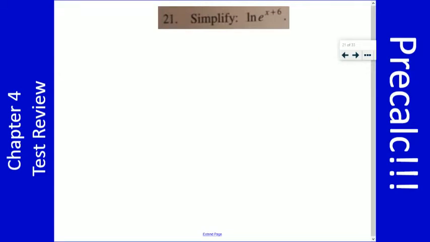21. Simplify. We want to get this to be somewhat a little bit easier to work with. We have ln of e to the x plus 6 power. But this is logarithm base e of e to some exponent. So ln and e cancel each other out, and we're just left with x plus 6. Whenever you have a logarithm of a base to some exponent, they cancel each other out. So go ahead and do that.